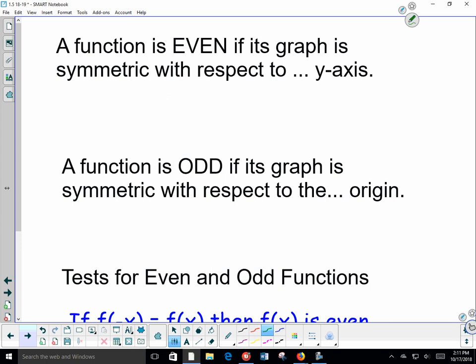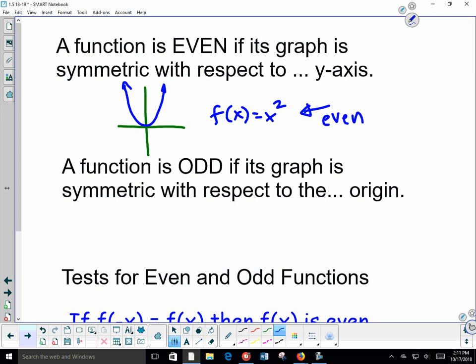A function is going to be considered even if its graph is symmetric with respect to the y-axis. So, for example, if I have a graph that looks like this, what kind of shape is that? Parabola. And we get those from f of x equaling x squared, right? f of x equaling x squared would be an even function, because we have mirror images of this graph over the y-axis. So it's symmetric with respect to the y-axis, so f of x equaling x squared is even.